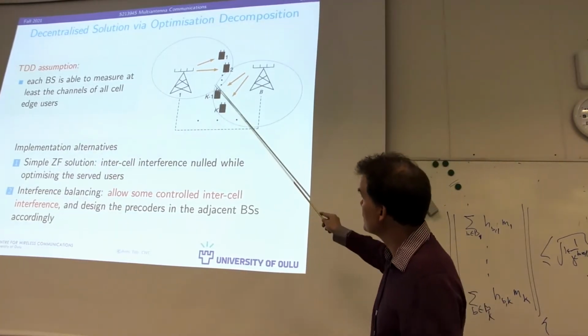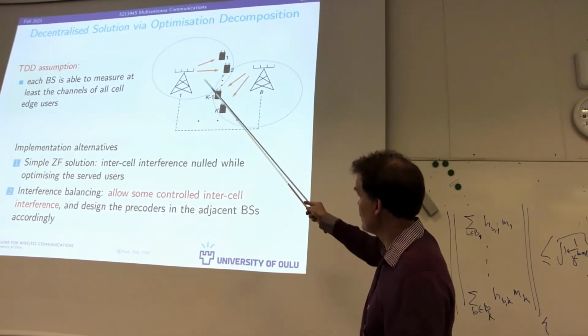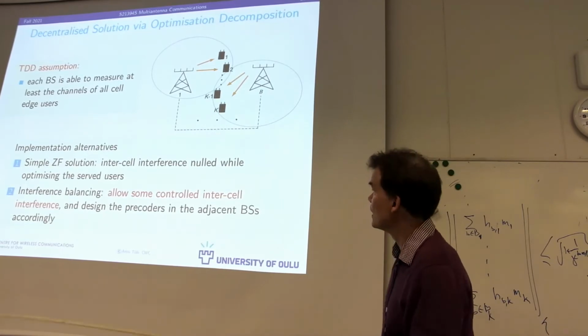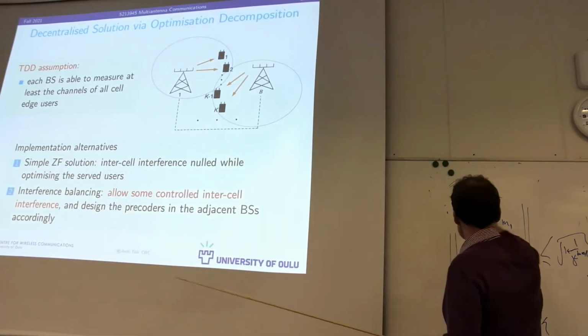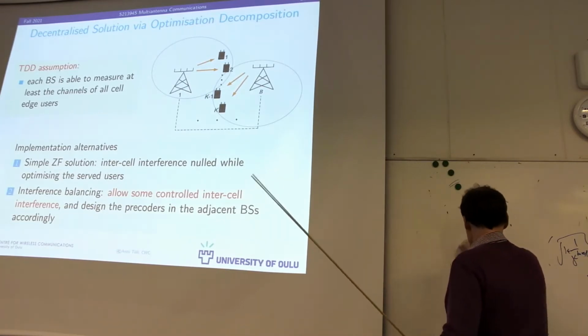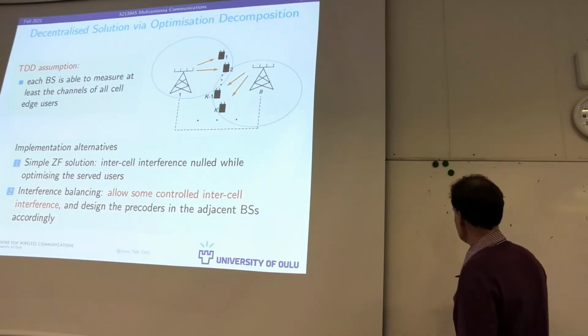By forcing these transmit beams to be in the null space of this, we can control the interference. We can fully suppress the interference. This is very easy to do. You can just do the pseudo inverse.